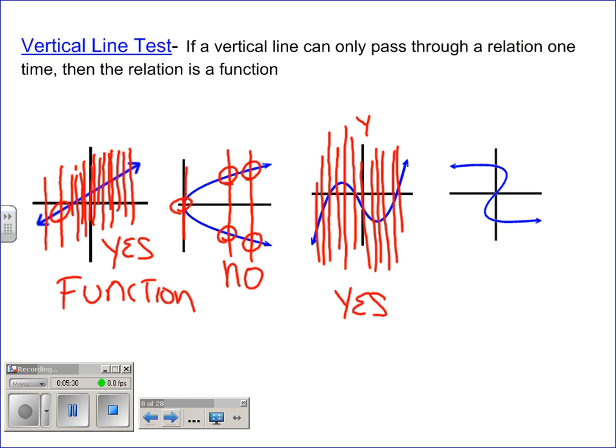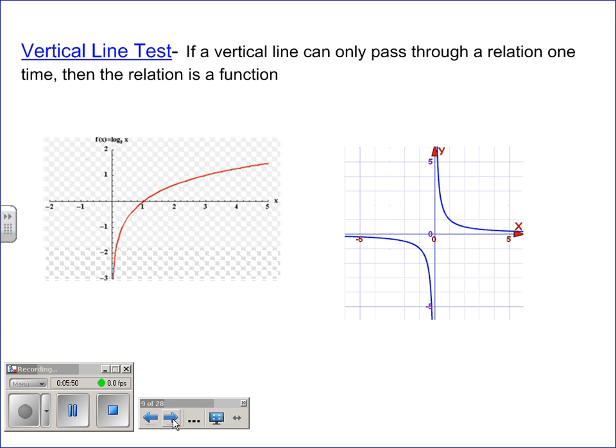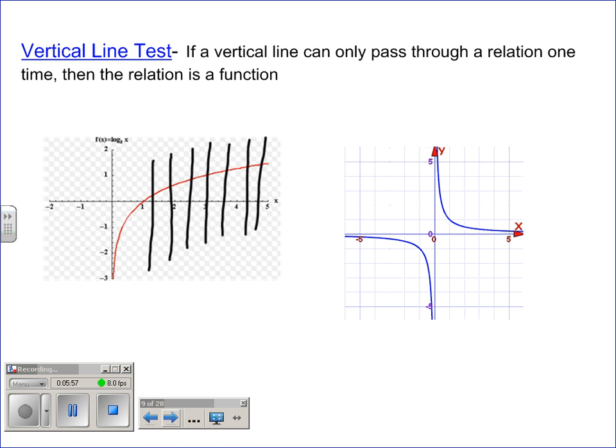And the final example, when you draw some vertical lines, it goes through once. In some places, however, it goes through 3 times. Since there is a place where the vertical line goes through more than one point, this is not a function. So no, this is not a function. Some more examples. If I use the vertical line test and I draw vertical lines, wherever I draw a vertical line, it's only going to pass through this relation 1 time. So yes, this relation is a function.